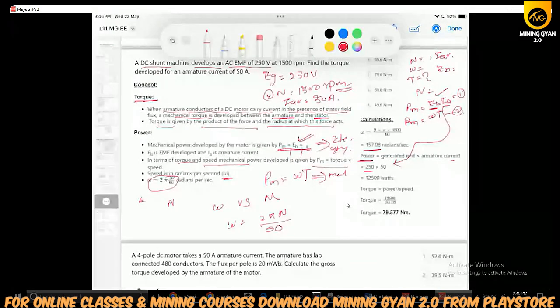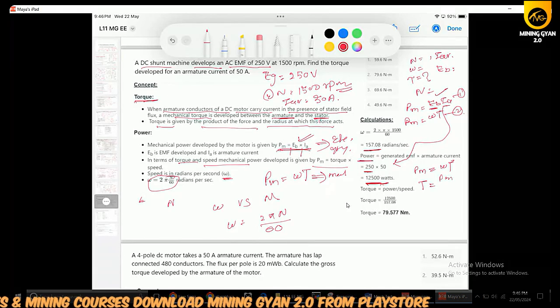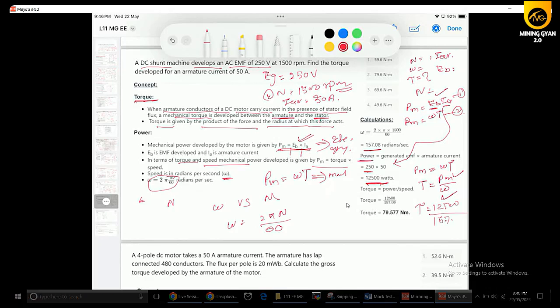So you will get mechanical equivalent power as 12,500 watts. Okay. Then again use power equals omega into T. Then T will be how much? Pm divided by omega. So you already calculated the omega value, and you already got the Pm value, the mechanical output power. Then the torque value will be 12500 divided by the omega value, that is 157.08 radian per second, such that you will get the torque value as 79.577 Newton meter. That is the torque developed by the motor.